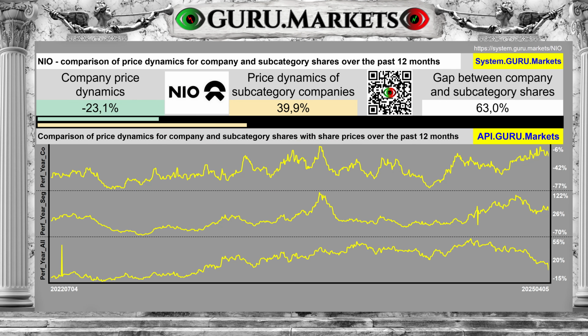Comparing the dynamics of the company's share price NIO Inc ADR and subcategory companies, we can see that over the last 12 months the company's shares NIO Inc showed a dynamics of -23.1%, against the price dynamics for the subcategory of 39.9%.